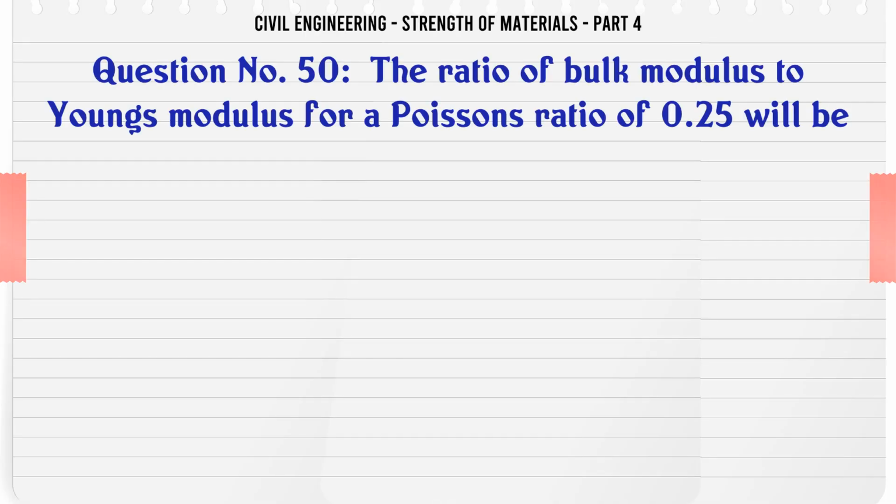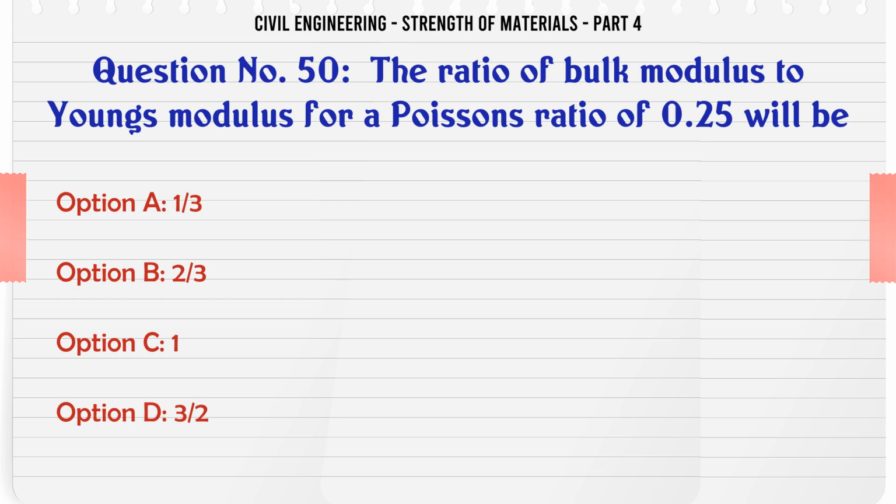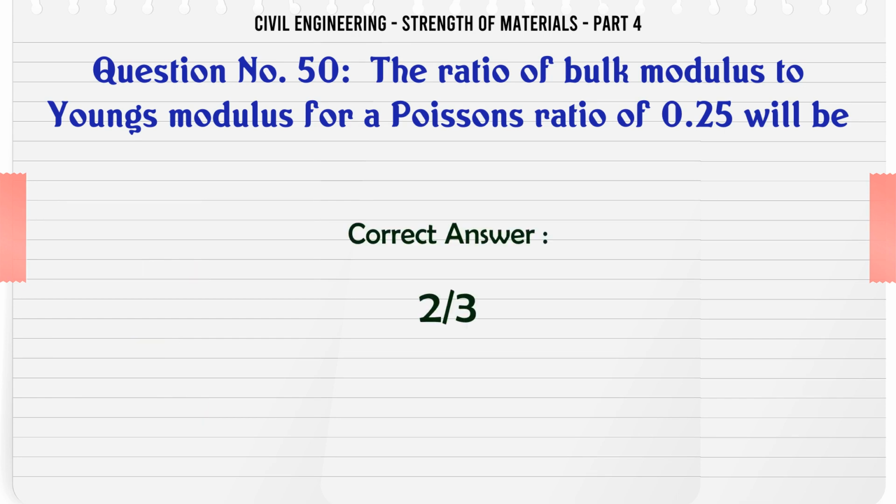The ratio of bulk modulus to Young's modulus for a Poisson's ratio of 0.25 will be A. 1:3, B. 2:3, C. 1, D. 3:2. The correct answer is 2:3.